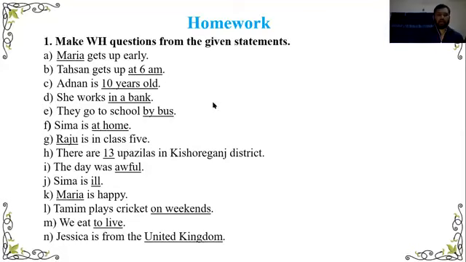So boys, I think it's all about WH question, and hope all of you have understood some rules of WH question, and you will practice this homework at your home. Next day I will give you the solution and you will match your answer with what I will give. Okay. Thank you all. I think all of you have done it. If you don't complete it, please write down it quickly.